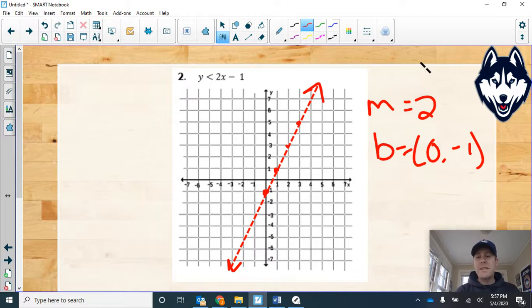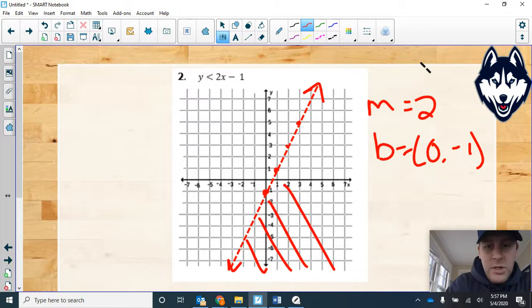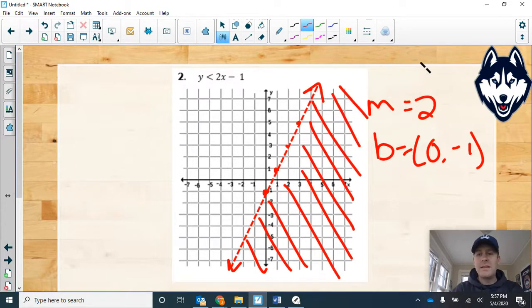Okay, now that we decided what type of line to use, we have to decide if we're going to shade above or below that line. So since y is less than, that means we want to shade below the line. Okay, the y values are less than that line we graphed. So let's look at where it crossed the y-axis, and I want to shade down from there. So that means we're shading in this whole region over here. Okay. So there you go. That's the solution to number 2.